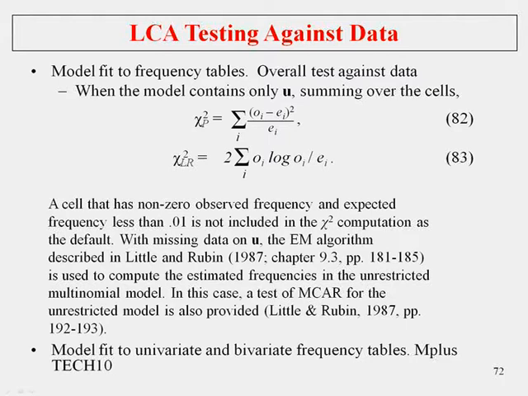O, by the way, is the observed, which is perfectly fitted by the H1 model, the unrestricted multinomial model. So one can think of O as E under H1, whereas E is the model estimator under H0.